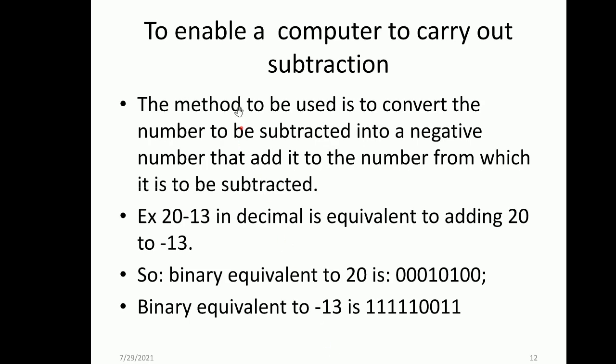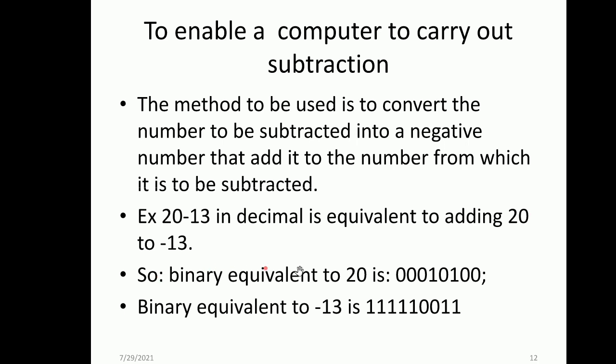Right. So to enable a computer to carry out subtraction involves the method of converting the number to be subtracted into a negative number and then adding it to the number from which it is to be subtracted. So for example, if you want to subtract 13 from 20 in decimal, it's equivalent to adding 20 to minus 13.